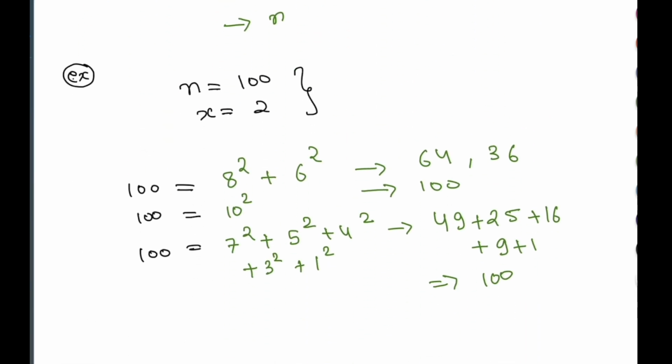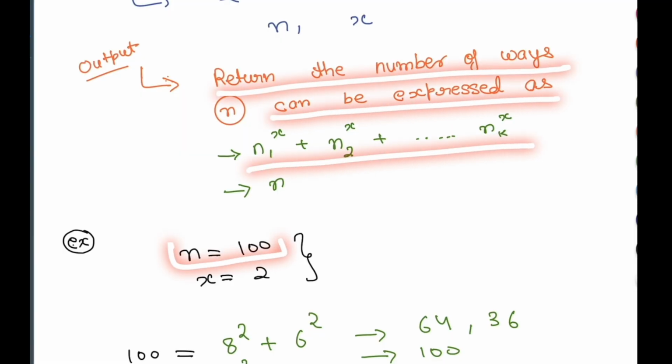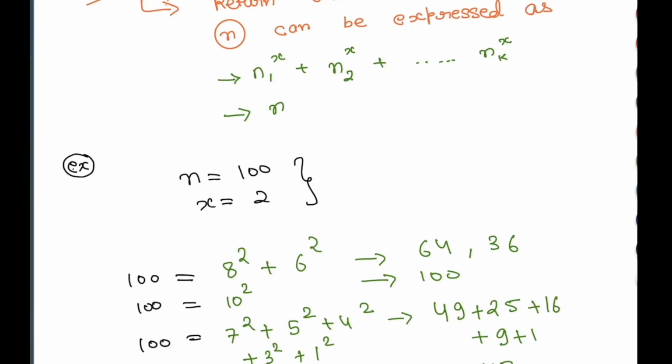Let's try to understand it with the example where the given value of n is 100 and x is equal to 2. What we need to find out is the number of ways this n can be expressed as this formula, right? The formula is choose some numbers, raise them to the power of x. This x is given in the input, and take the sum. The sum should be equal to n. In how many ways can you do it? Also, you have to ensure that in a particular way, this n1, n2, n3 all should be unique, and no numbers should be repeated in a particular way.